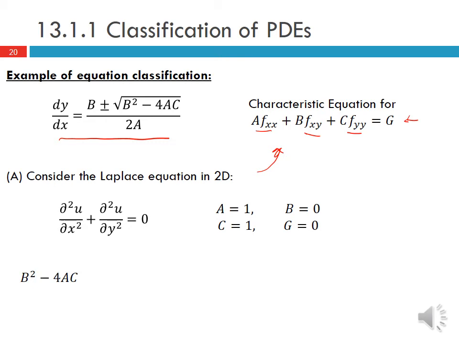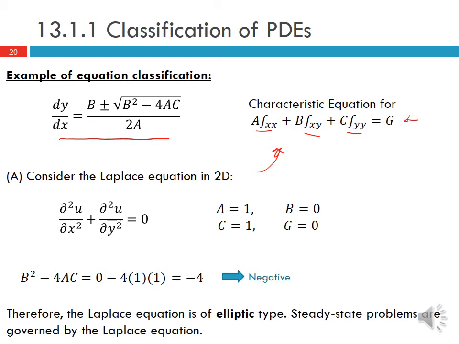So in this case, B squared minus 4AC is equal to 0 minus 4 times 1 times 1, so negative 4. So it's negative, which means that the Laplace equation is of the elliptic type, and steady state problems are governed by the Laplace equation.